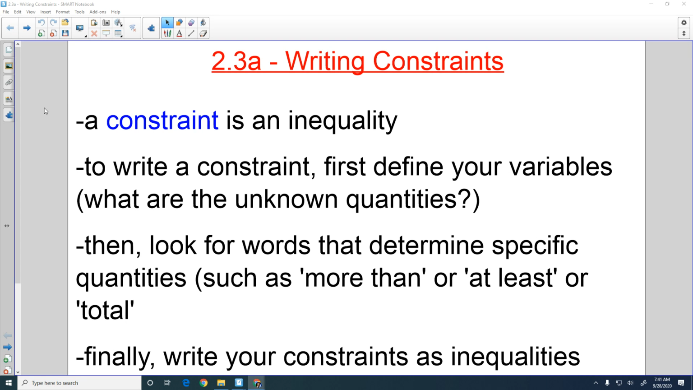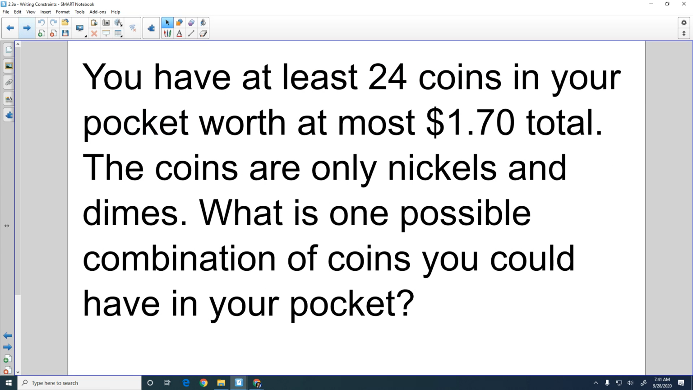And then once we have these inequalities, we can graph them. Have you graphed a system of inequalities before? Yes, that was the last lesson, remember? The shading and everything. So that's what we're going to be doing, and then picking a point in that feasible region. So that's our goal for today.